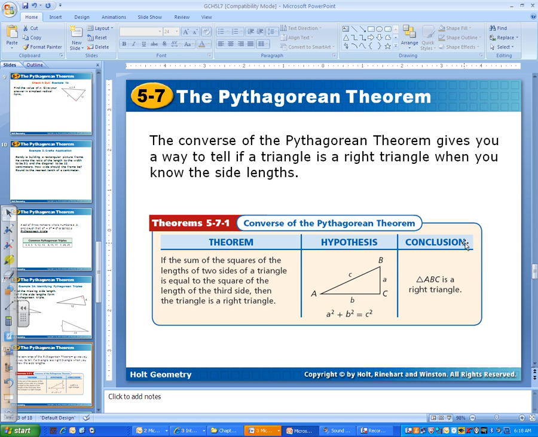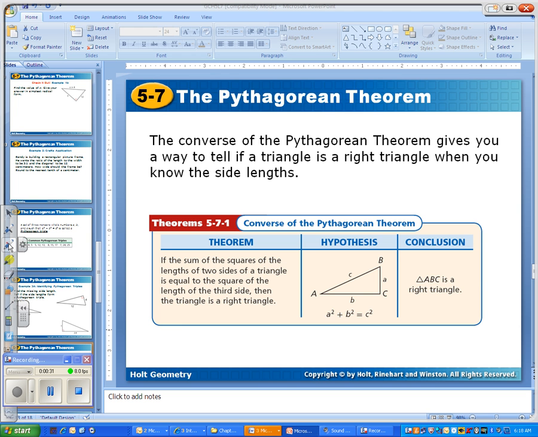So Pythagorean theorem says if you have a right triangle, then the legs squared and added up will equal the hypotenuse squared. So the converse just flips it. If a squared plus b squared works, then we know it's going to be a right triangle.